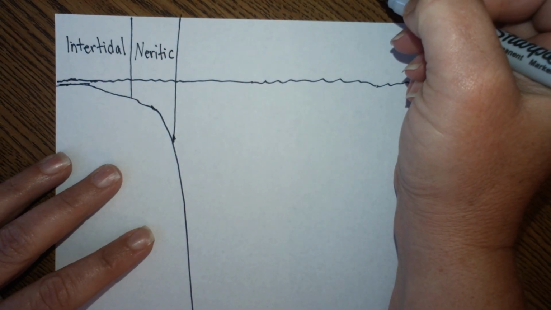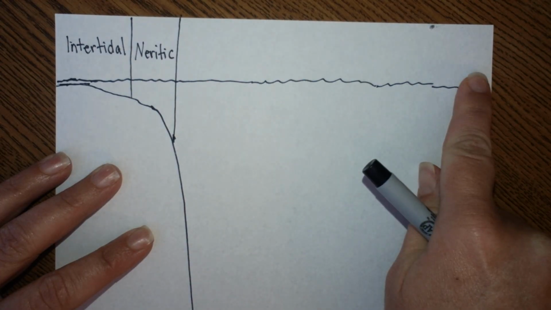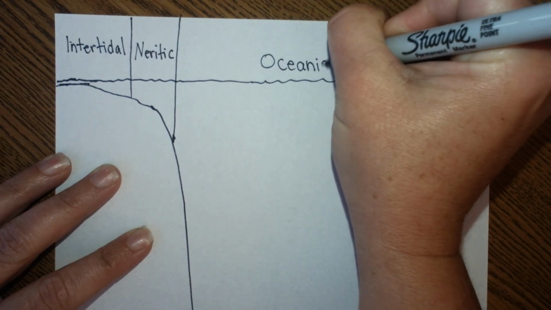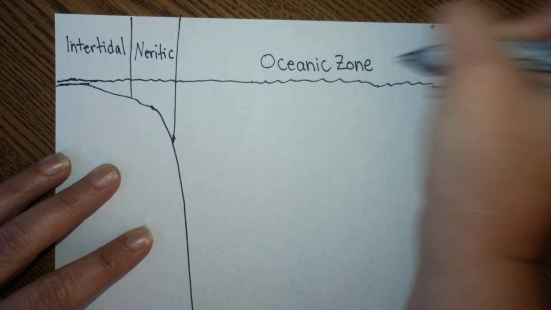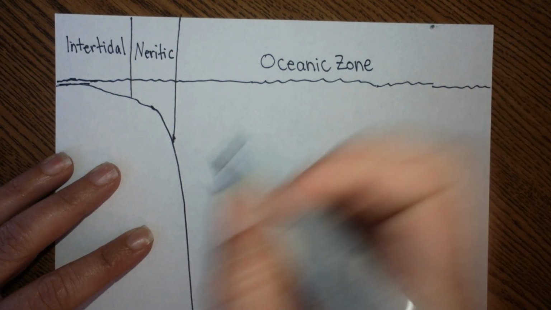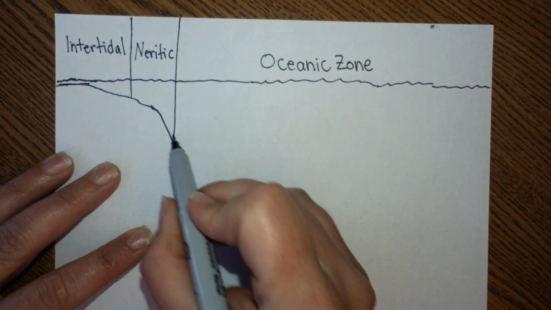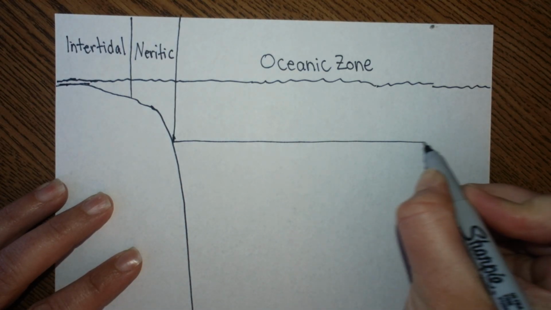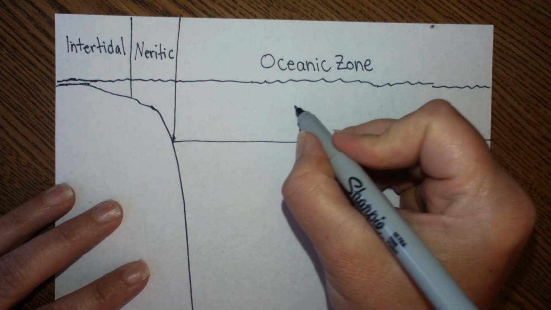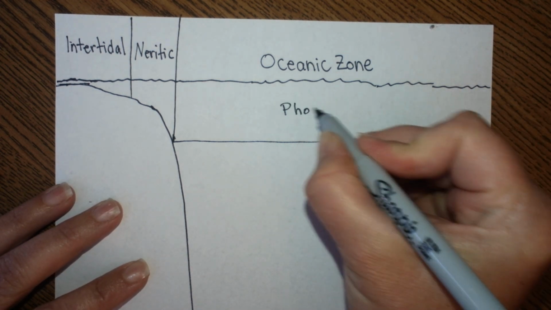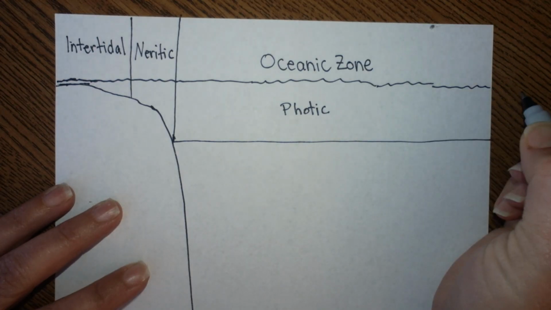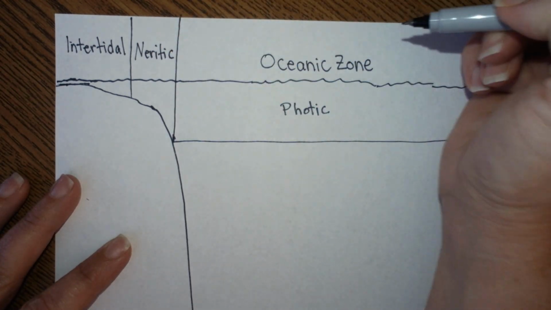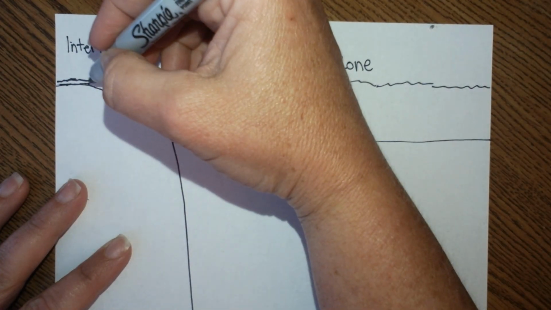Neritic zone. And so on this right side of the neritic zone, we're going to call this the oceanic zone. Right. On the bottom of the line that you have your neritic zone, we're going to draw another straight line straight across. This is the photic zone, and I don't really want to write zone that many times, so we're just going to write photic.